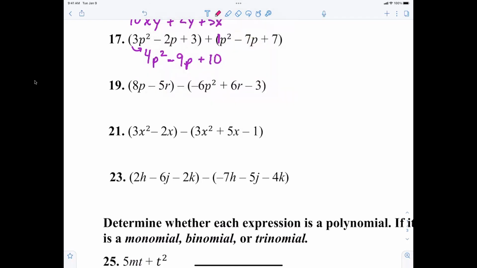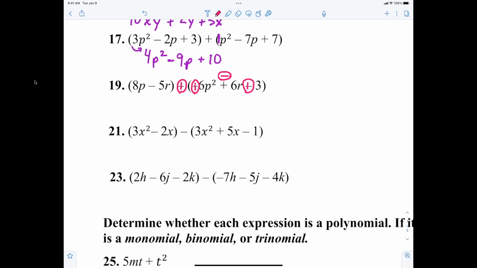Rather than distributing a negative 1, what I tell kids is, look up. I would want you to say, hey, the minus sign becomes a plus sign. This minus becomes a plus. This plus becomes a minus. This minus becomes a plus. That's what happens when you distribute a negative. All the signs change. Notice I didn't change the numbers in front. I changed the numbers behind the minus sign.